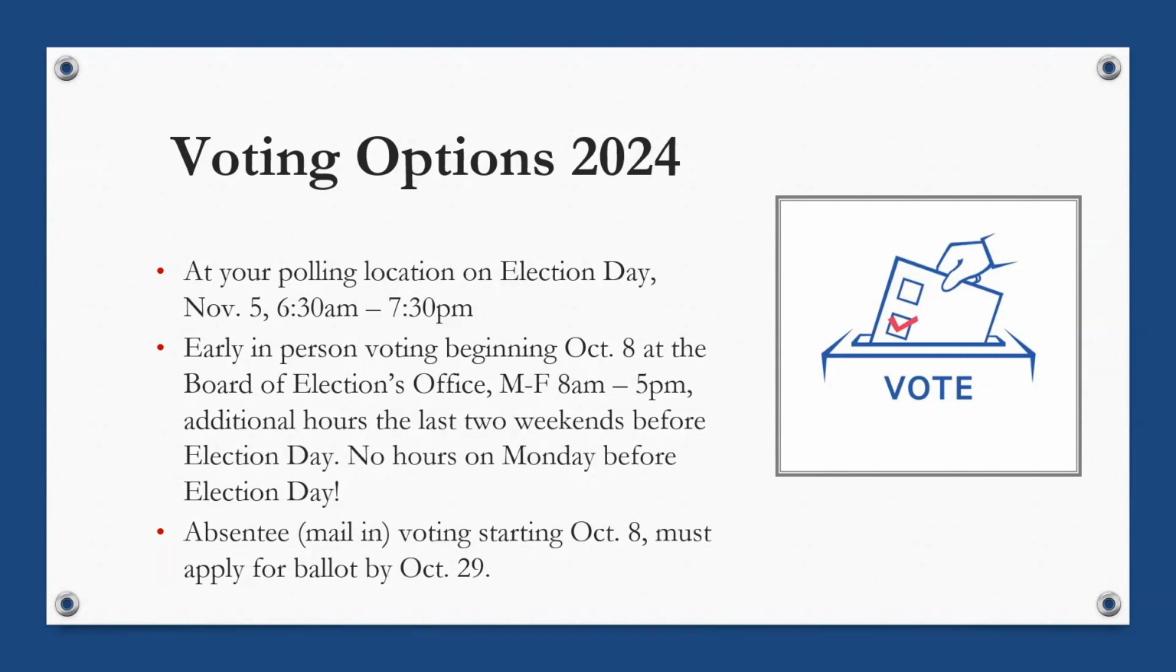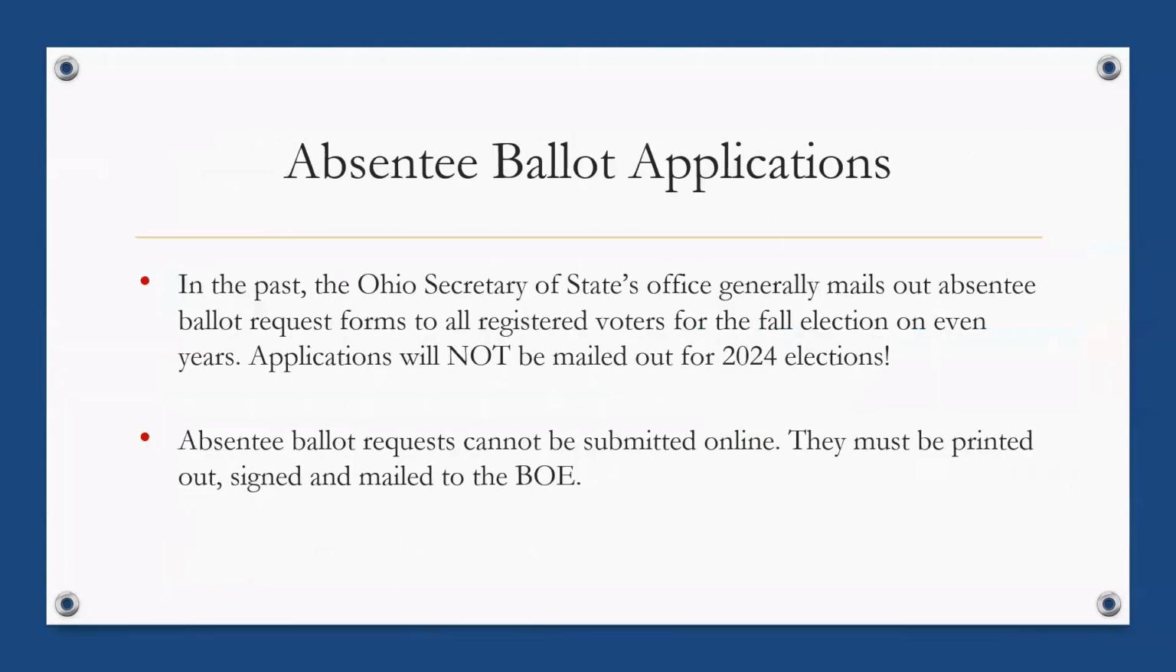before Election Day. And finally, the third way you can vote is absentee, which is mail-in voting, which starts also October 8th. If you want to do that, you must apply for an absentee ballot by or before October 29th. And here's some additional information about absentee ballot applications.